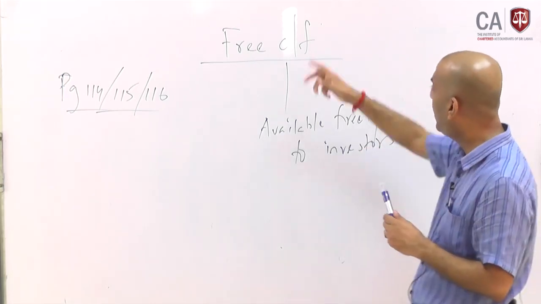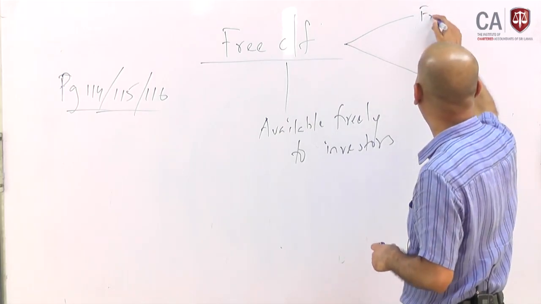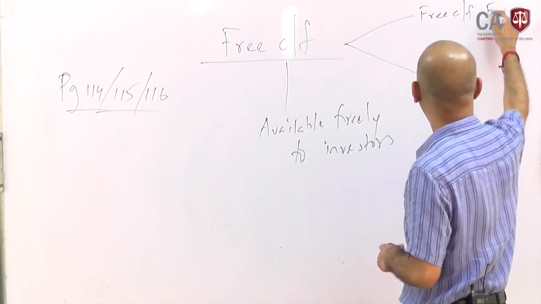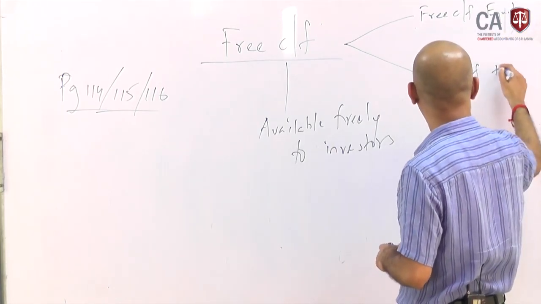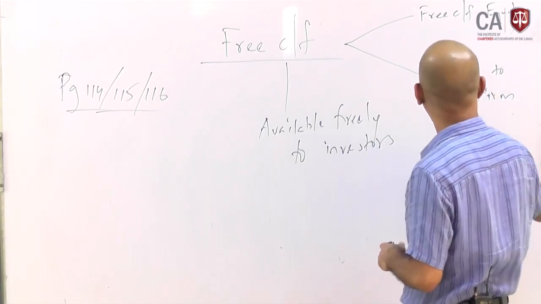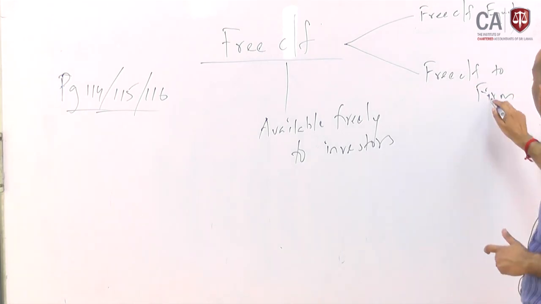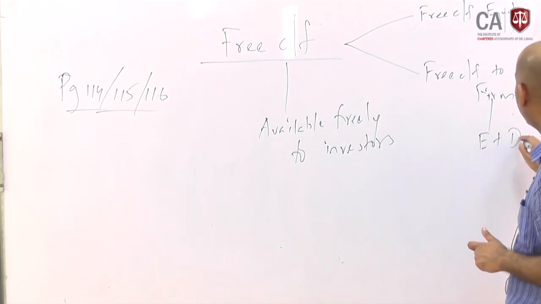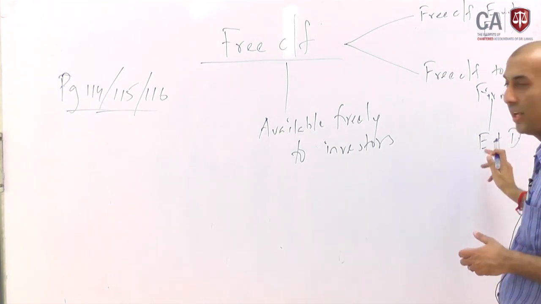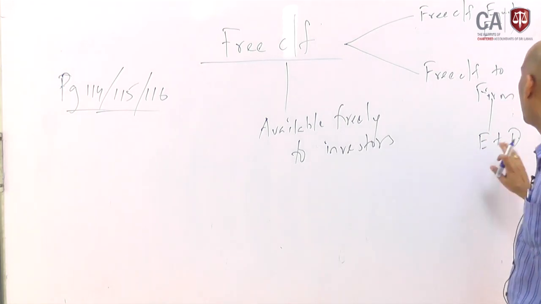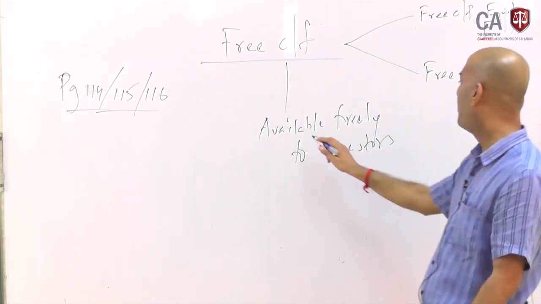So in this free cash flow based valuation, properly speaking, there are two free cash flows. One is free cash flows to equity. The other one is called free cash flows to firm. Firm means equity holders plus debt holders. This is of course only equity holders. So there are two types of people who can be in the company, equity holders and debt holders, and these cash flows can be of two types, available freely to the investor.